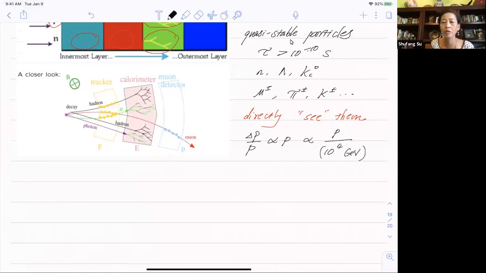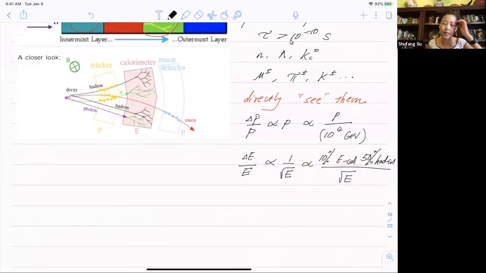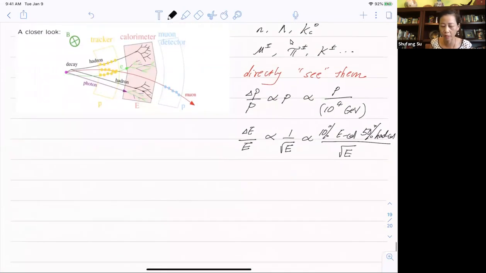The reason the resolution gets worse when the momentum gets bigger is that when the momentum gets bigger, the curvature is less, so you're less able to accurately measure the curvature. The energy is usually measured in the calorimeters, either the eCal or the HCal, and their resolutions typically go as 1 over the square root of E. For the eCal it's typically about 10%, and for the hadronic cal it's typically about 50%, divided by the square root. So that's the typical resolution for the momentum measurement and also for the energy measurement.